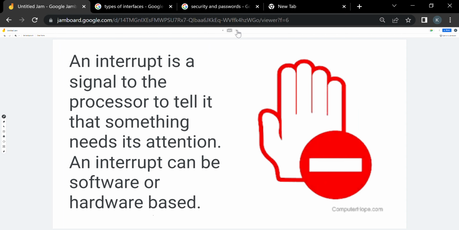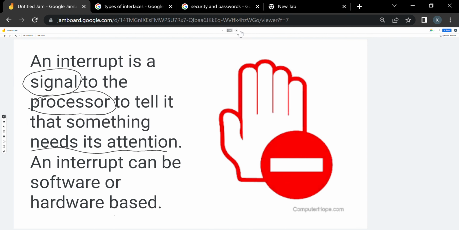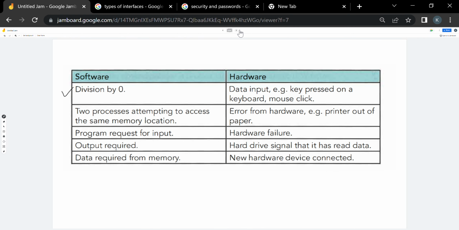Let's proceed further. As I discussed in my previous slide, we will now discuss in detail what an interrupt is. An interrupt is basically a signal to the processor. The important thing to memorize is that it is a signal to the processor for seeking attention if any other process is executing in between. Interrupts are of two types, software interrupt and hardware interrupt. In this table you can see what software interrupts and hardware interrupts are.